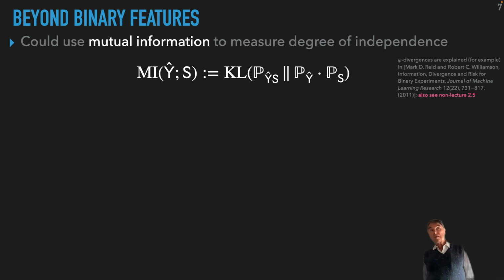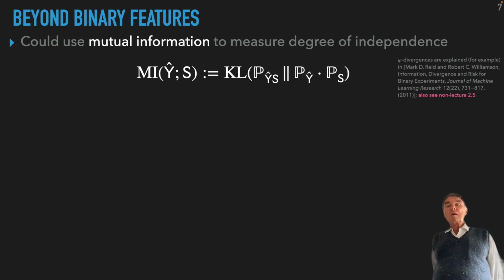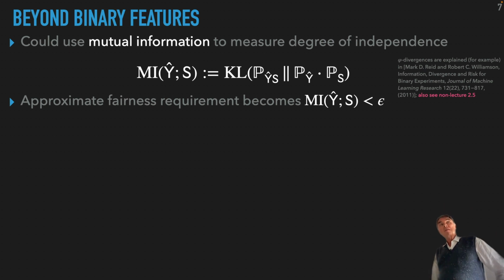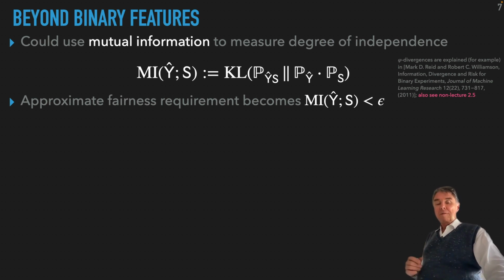And remember the definition that y hat is independent of S. That means that P of y hat and S is equal to the product of the marginals. That's the definition. So if that distance was 0, then the random variables are independent. If it's not 0, then that's some measure of dependence. Thus, we could obviously demand approximate fairness by requiring that the mutual information between y hat and S is less than some epsilon. That will be a measure of approximate fairness.